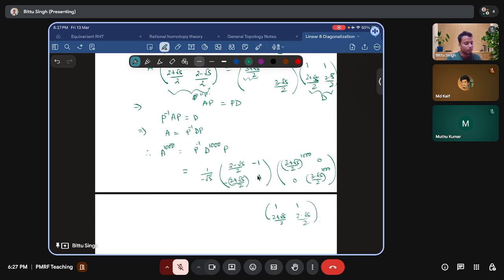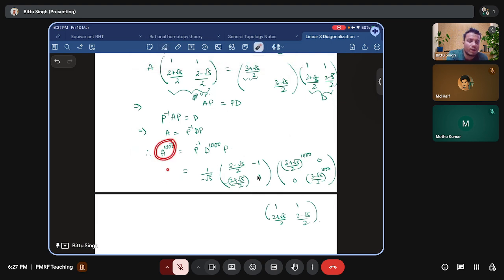So I want to emphasize this: for A to the power 1000 we would need to compute a lot. We need to multiply all those rows and columns, and we need to also add those things. But here it is relatively simple. We only need to calculate this to the power 1000, this to the power 1000, and this matrix multiplication. There are three matrices, and we only need to calculate this three matrix multiplication. So this is relatively easier.